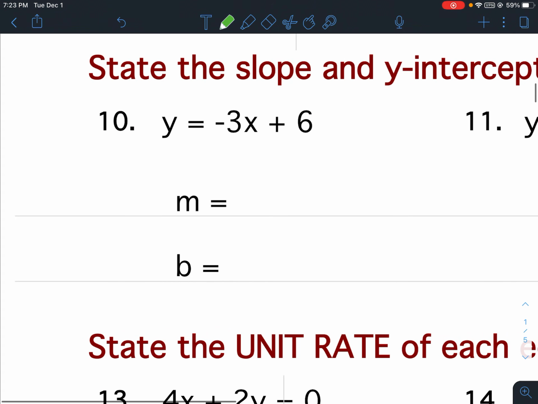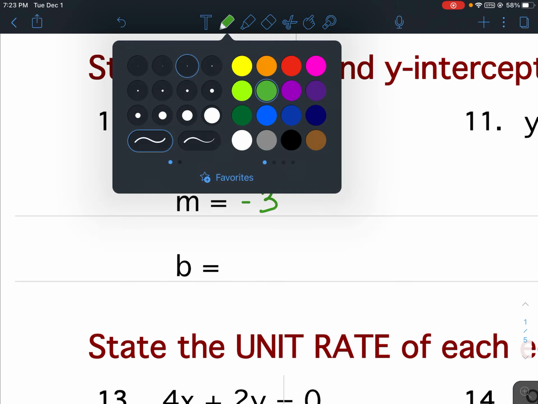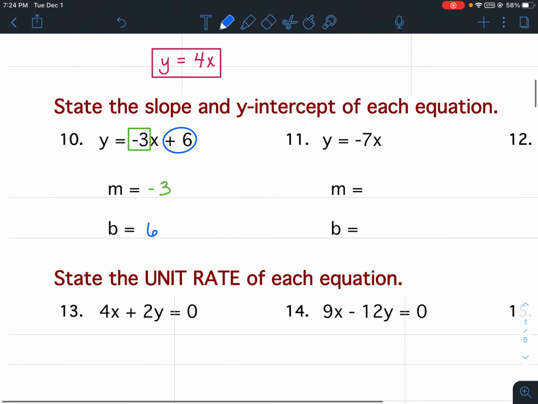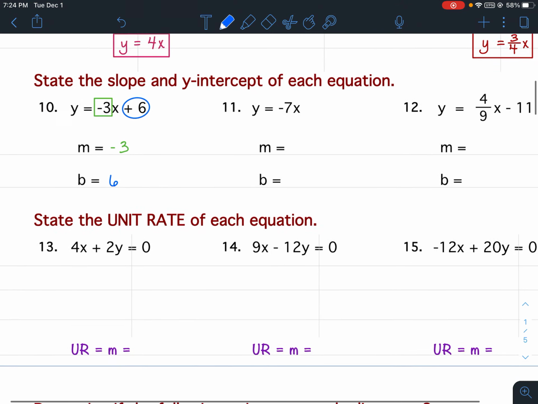So I'm going to do number 10 with you. Again, slope is in front of x. So my slope for number 10 is -3. Y-intercept is behind x. So since it's plus 6, it would be a positive 6. And that's all you need to do for 11 and 12.